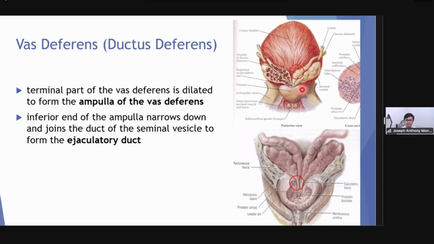And later on, as the ejaculatory duct pierces the prostate, we are now going to correlate it with the prostatic ventricle. So the left and right openings, very near to the prostatic ventricle, are still your ejaculatory duct. I'll be showing it in the next few slides.